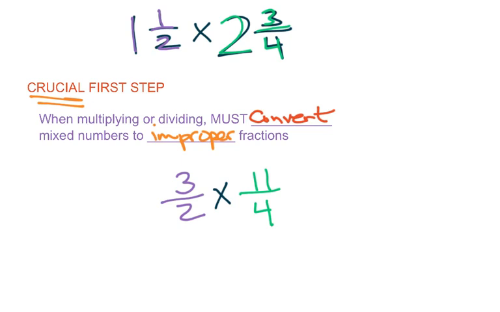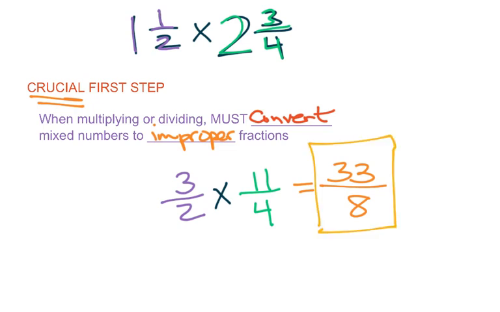And we know that whenever we multiply fractions, we always want to look for cross-canceling opportunities. There are none here, so we get to multiply straight across, and you get 3 times 11 is 33, and 2 times 4 is 8, and we're going to box that up.